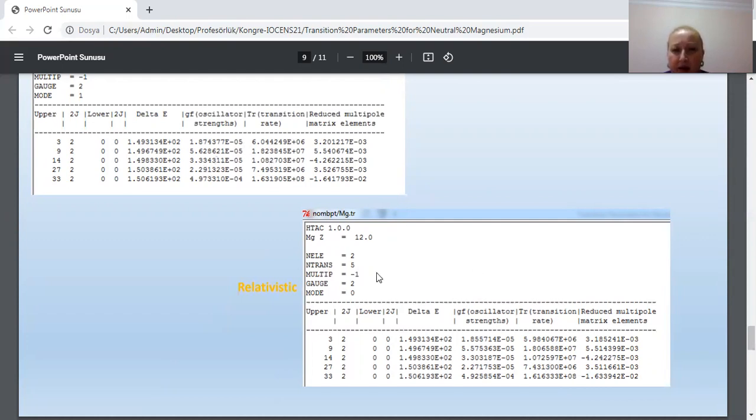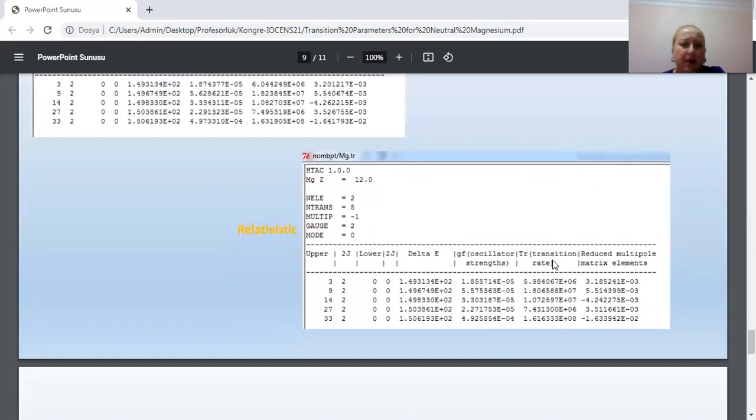We can compare, for example, the transition rates. You can see values like 6 point something, 5 point something, and 1.802, and the result is increasing for the non-relativistic and decreasing for the relativistic parts. We can compare this. Also for the reduced multipole matrix elements, we can find these results, and for the oscillator strengths you can see this difference.